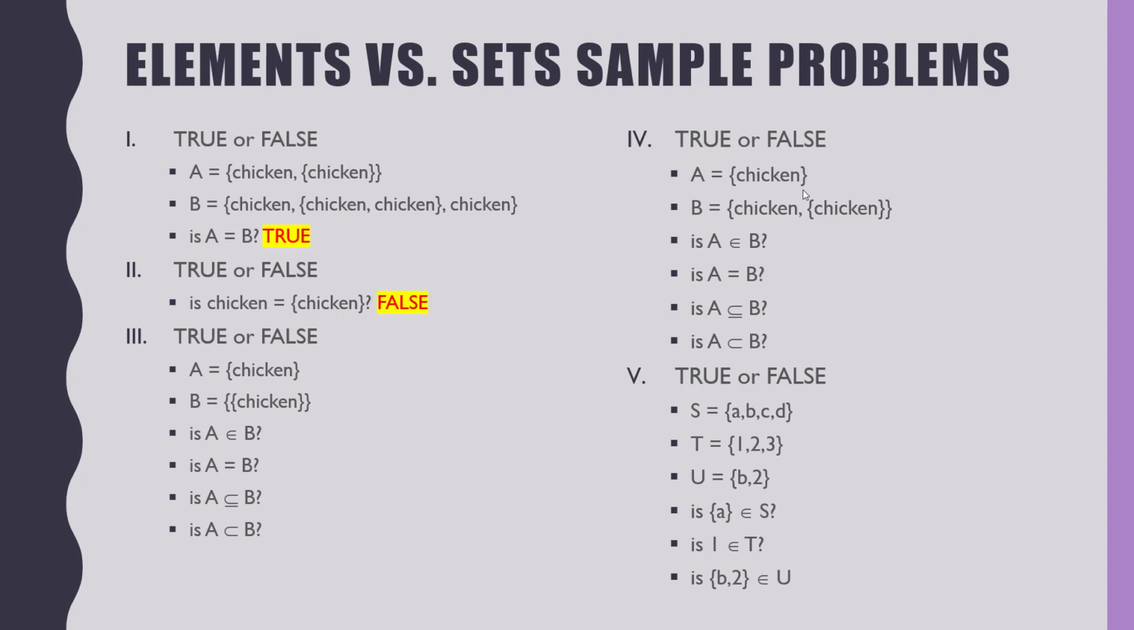Okay, next up, bullet point number 3. We have 4 questions. So first question, is A an element of B? That's what that question is asking. Is A an element of B? What is A? The set that contains chicken. Is the set that contains chicken an element of B? It is, right? See that?